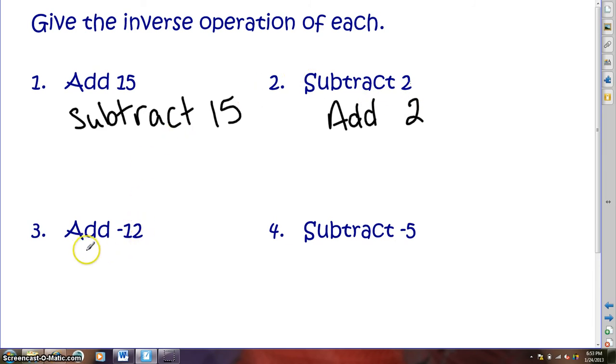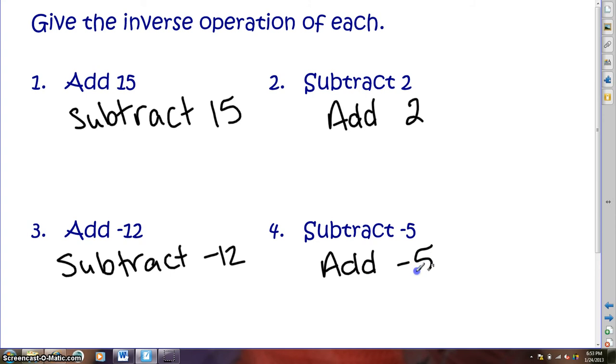The opposite of adding negative 12 would be to subtract negative 12. And if I think about what subtracting a negative is, that's actually adding a positive. So adding positive 12 is the same as subtracting negative 12. And subtracting negative 5, its inverse would be to add negative 5. We don't change the sign of the number, we just change to the opposite operation.